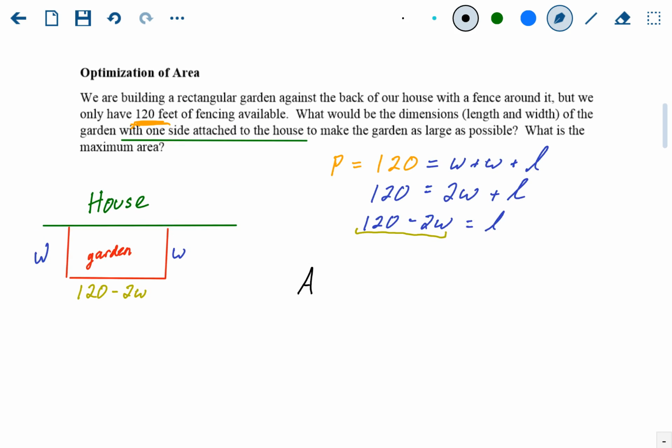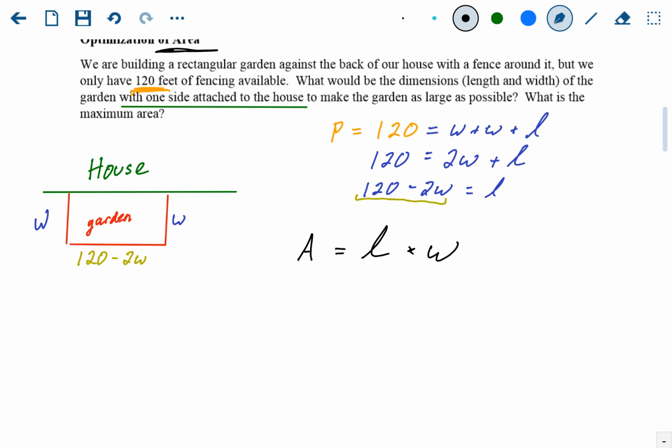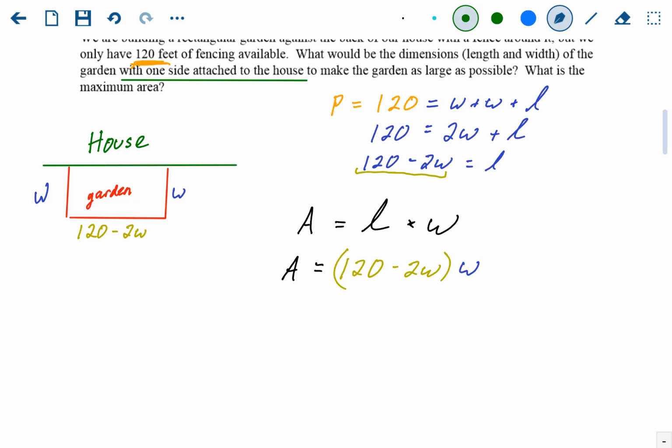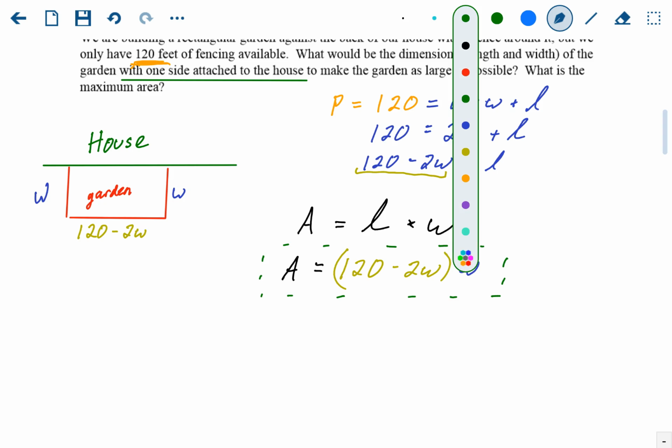All right, so we're maximizing area, so we need an area equation. Okay, area is length times width. I know an equation for the length: 120 minus 2W. Again, that's because 120 minus the 2 width sides is going to be your length. And then W is just the width. That's my equation. It doesn't look like a quadratic equation yet, but we're going to change forms and put it in standard form. But that is the quadratic equation we're going to use, and that's the quadratic equation we're going to maximize.